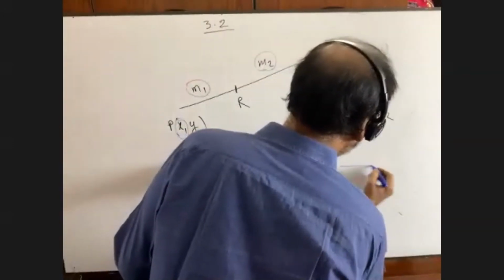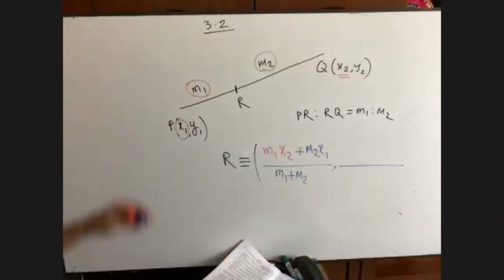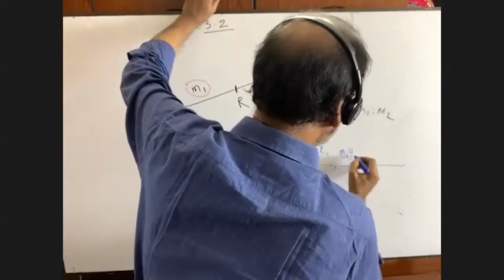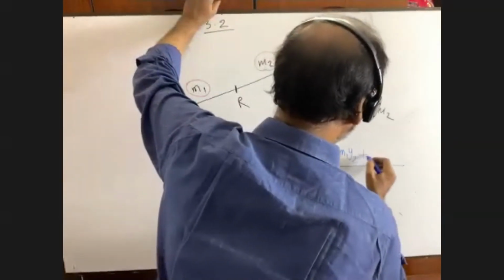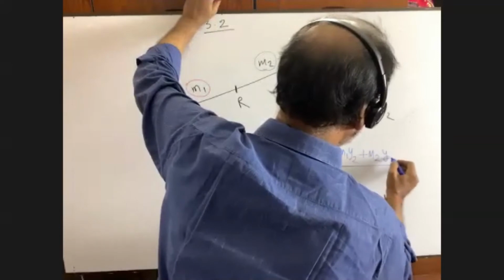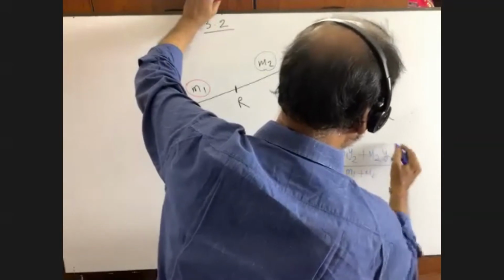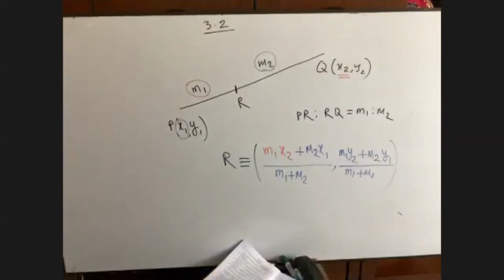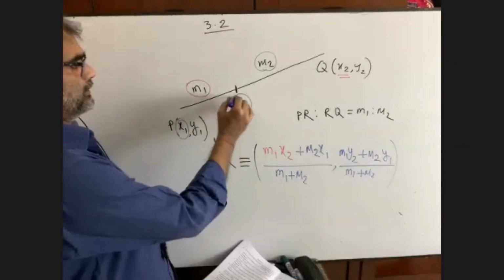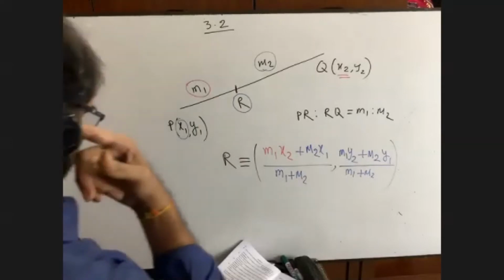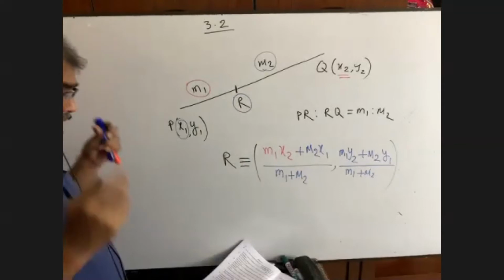Ordinate means what? Just like for X, it will be Y. That is M1 Y2, same thing. M1 Y2 plus M2 Y1 by M1 plus M2. This is the formula by which you can find the coordinates of this R. Please try to understand. Are you getting it or not?